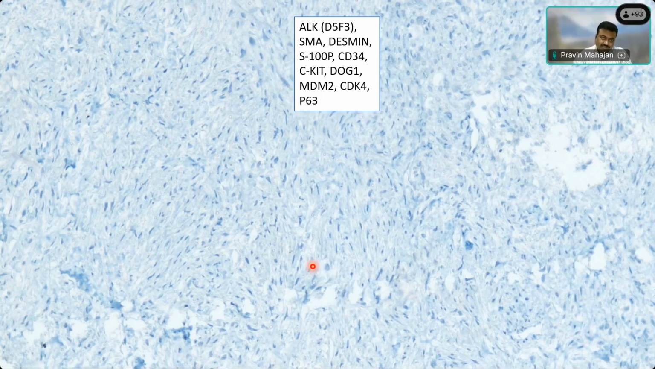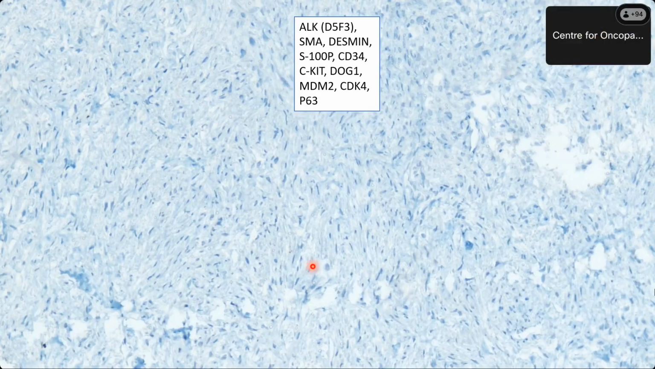S100 negative means it is not something neural or melanocytic. CD34 is negative, which means it is not fibroblastic like somebody thought, fibromatosis. Even CD34 comes positive in GIST also. 70% of GIST will express CD34 along with CKIT and DOG1. So all this negativity rules out GIST also. MDM2 CDK4 negativity rules out what tumor? Anugrah.